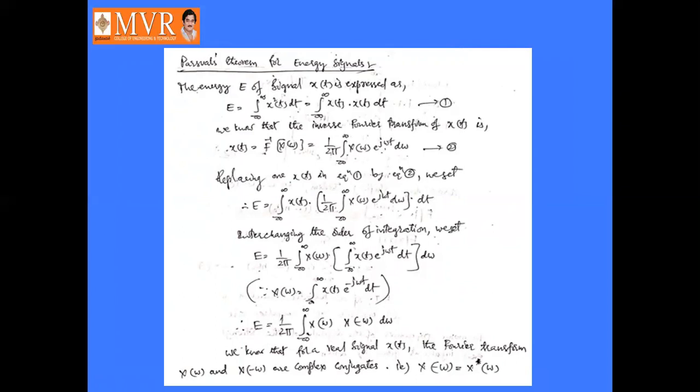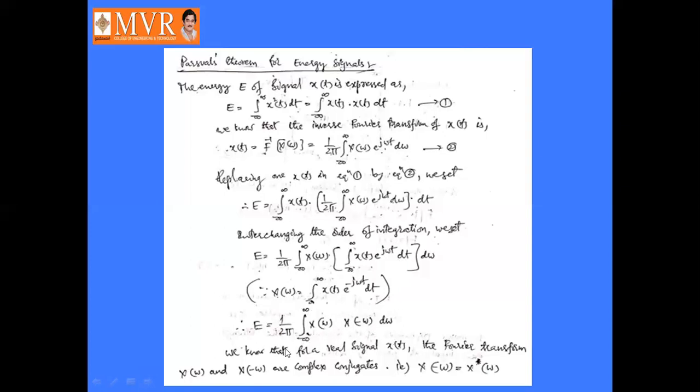But integral from minus infinity to infinity x of t e power minus j omega t is nothing but x of omega. But here it is integral from minus infinity to infinity x of t e power plus j omega t, which is nothing but x of minus omega. So substitute x of minus omega here, so that it becomes x of omega into x of minus omega into d omega. So E equal to 1 by 2 pi integral from minus infinity to infinity x of omega into x of minus omega d omega.